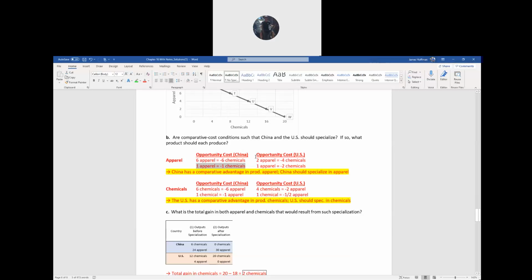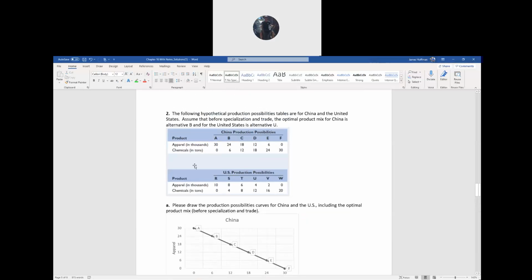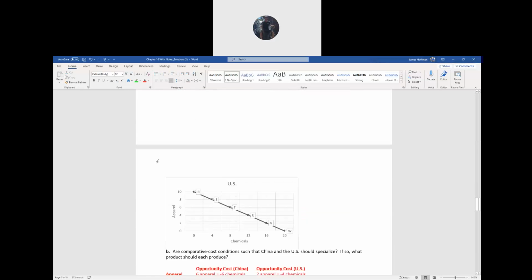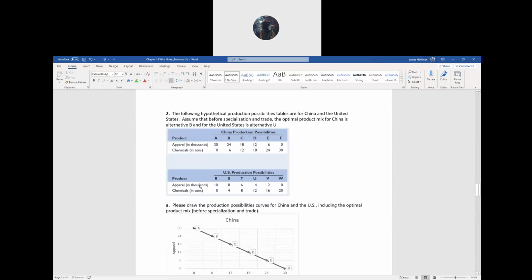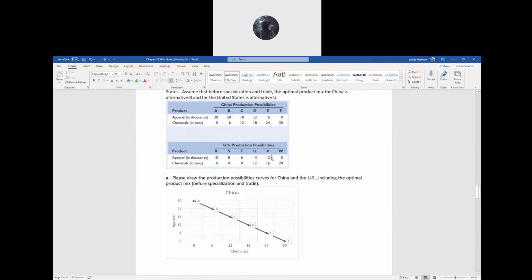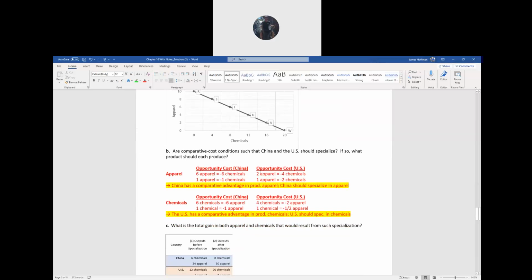Okay, but what about the US? Which one are we doing? Apparel. The US, each time they get 2 apparel, they give up 4 chemicals, right? So +2 apparel, minus 4 chemicals, that's always the same. Any 2 apparel, you give up 4 chemicals. Divide that by 2: 1 apparel equals -2 chemicals.